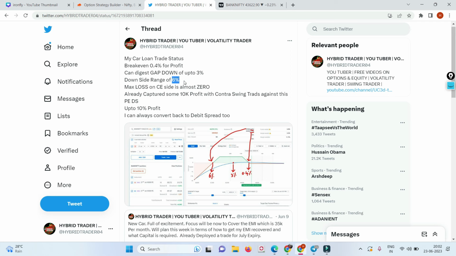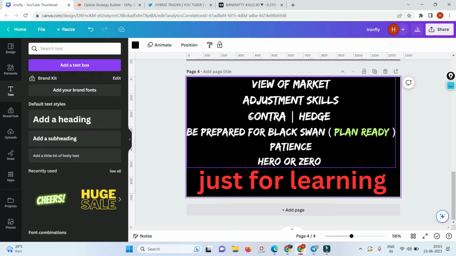It has a downside range of 6%. Max loss on the C side is almost zero. I said almost zero. I can make it zero. Already captured 10k. So guys, this is very important. I've already captured 10k with a contra trade. What did I say? Try to understand. I said you need to have a contra trade.